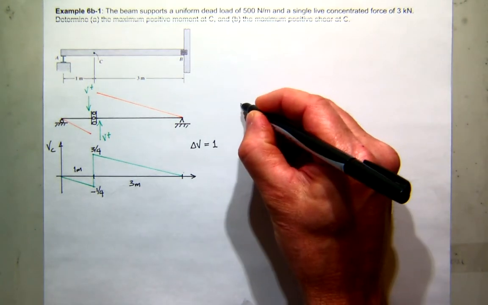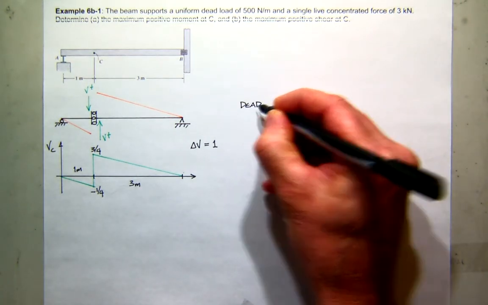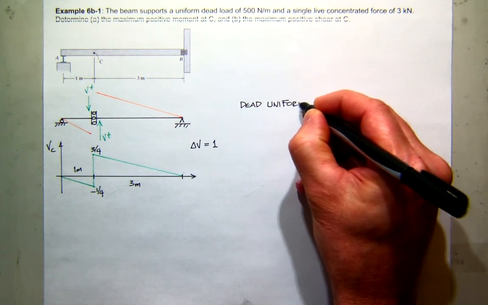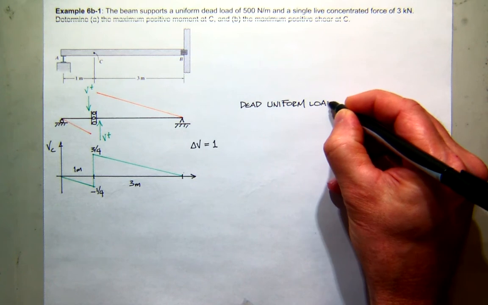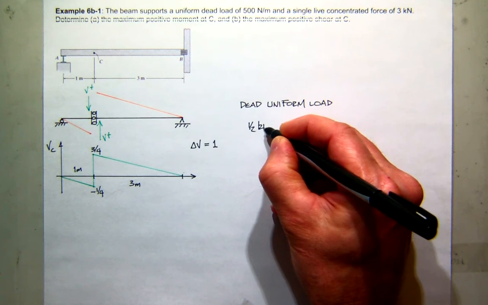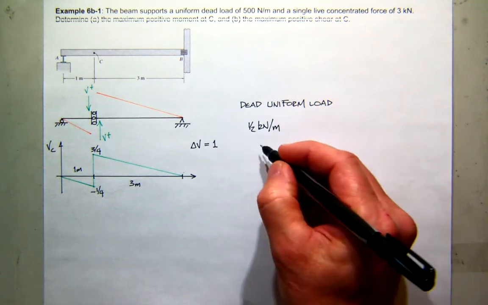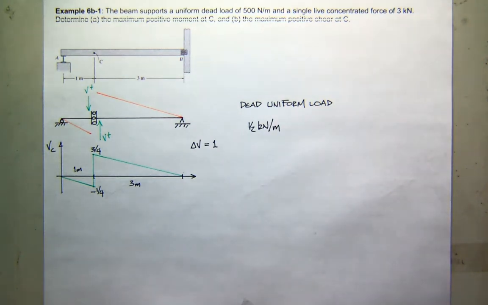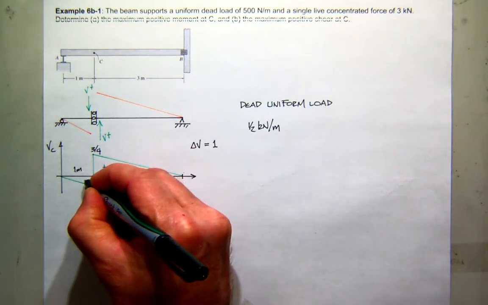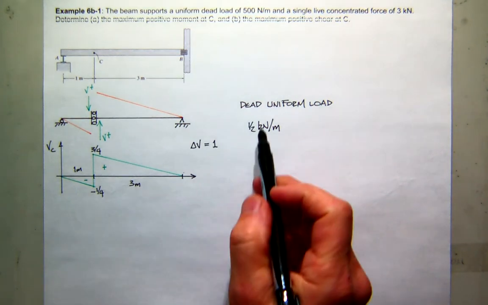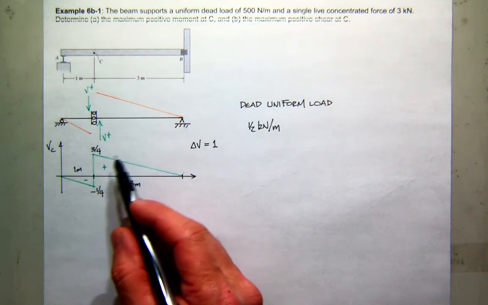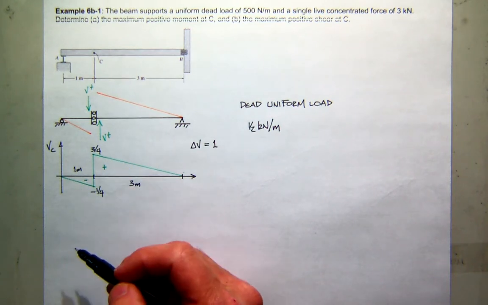So our dead uniform load, what is that? I'm going to go ahead and work everything in kilonewtons. So this is going to be 1/2 kilonewton per meter. That's the actual intensity. Now this one's a little bit different. You'll notice that in this diagram, there's a positive piece and there's a negative piece. Again, this uniform load is going to be applied across the whole portion. So I'm going to have a positive area and a negative area. I have to account for both of those.